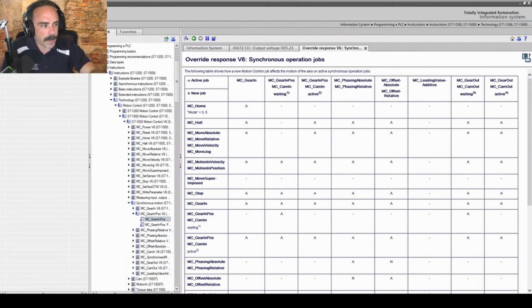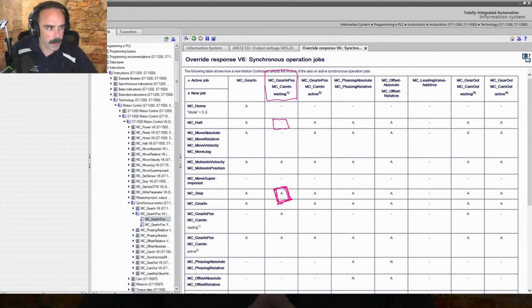I've had another commenter, now that I think about it, ask about the difference between an MC halt and an MC stop. Here is an example of it, actually. The MC stop actually takes out a gear in position waiting. And looking at this, MC stop looks like probably the better way of getting everything out, because MC stop overrides everything, whereas an MC halt misses this gear in position.